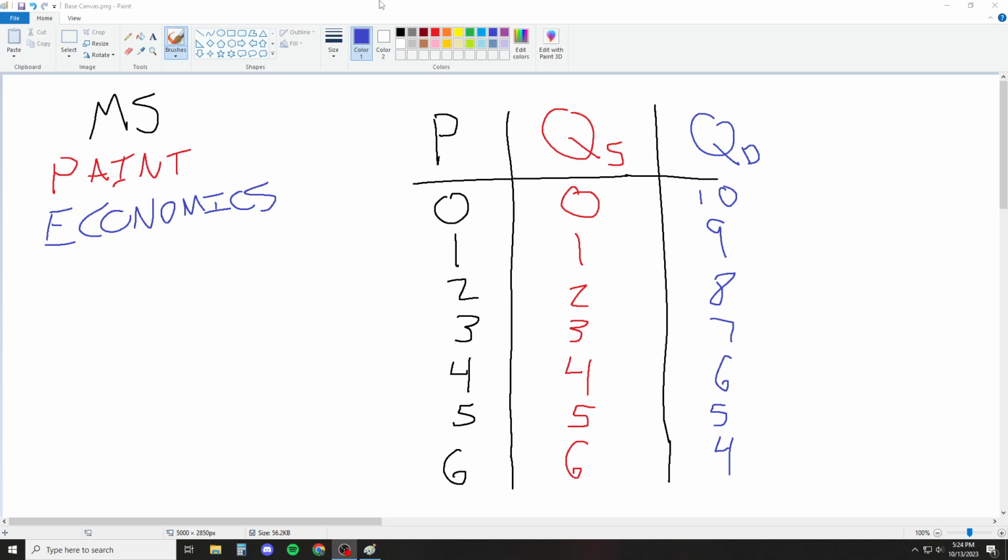This is Levi back doing some more Microsoft Paint economics. Today we're going to be talking about equilibrium. Equilibrium is much more straightforward than most students think. It really is just like, can you spot the thing that's the same?